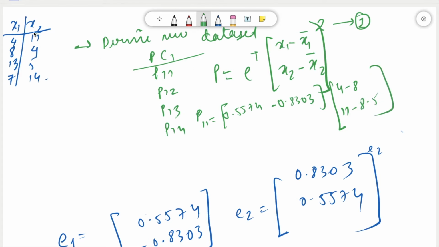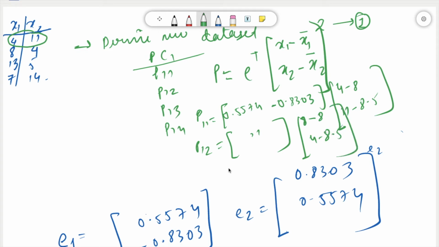Okay, here we can see that 4 and 11, and the corresponding means are 8 and 8.5 for x1 and x2. Similarly, if we find it for P12, this part will be the same and this part would be 8 minus 8 and 4 minus 8.5. Similarly, you have to calculate all of them for P13 and P14. After calculating, we'll get this as the result.